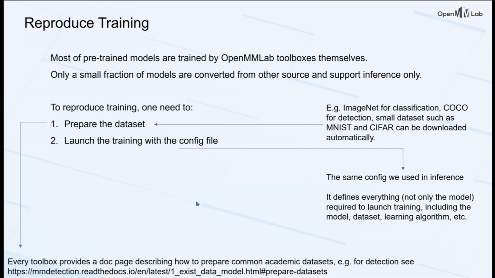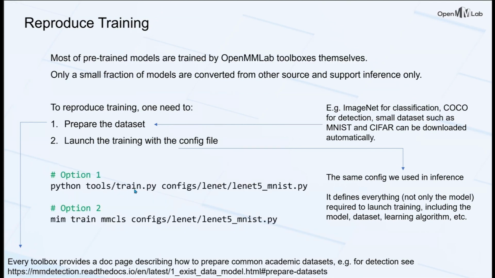We also offer 2 options to launch the training. The first one is to use the training tools. You can just call python tools/train.py and pass the config file as an argument. The second option is to use MIM train. These 2 commands do the same thing, so you can pick whichever you like.